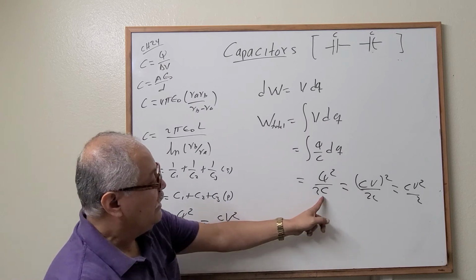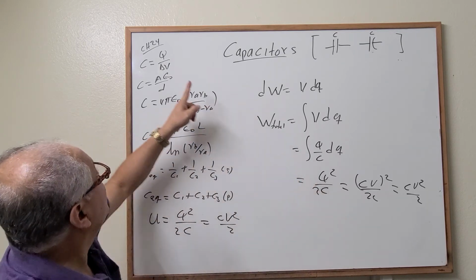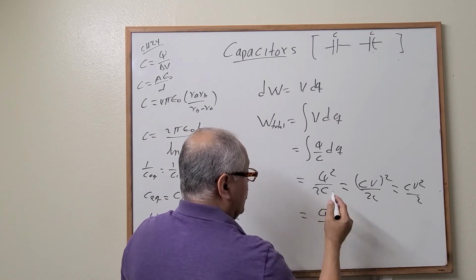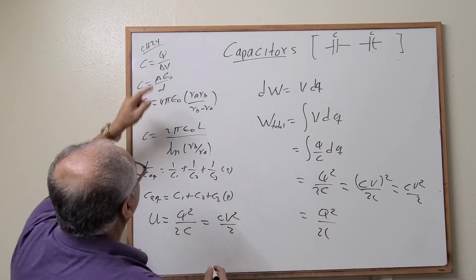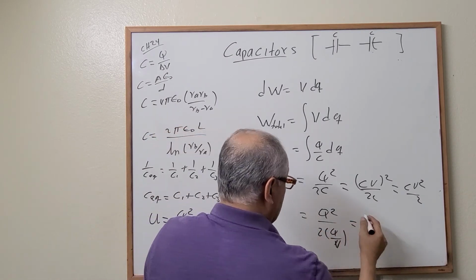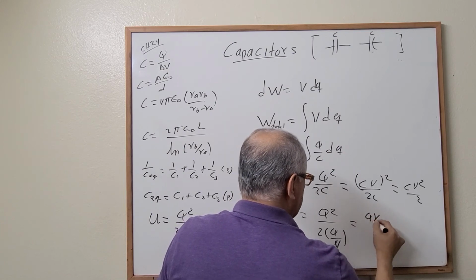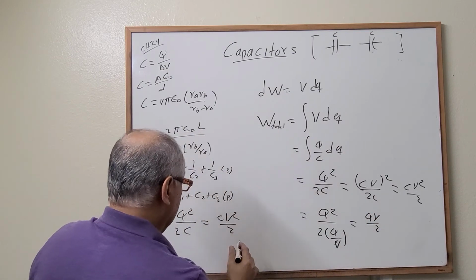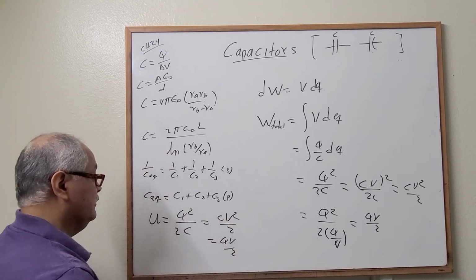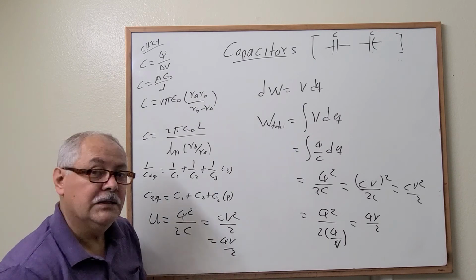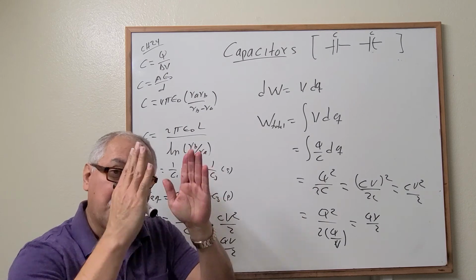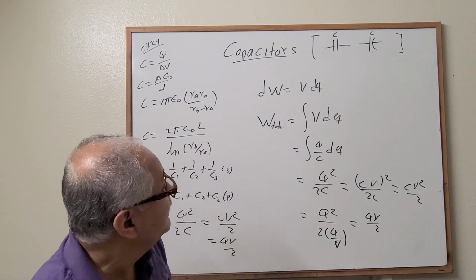Also, from this equation, we can solve for capacitance. Charge squared over 2 times capacitance, where capacitance is charge divided by voltage, equals charge times V divided by 2. So this is also equal to Q V divided by 2. These are different ways we can represent the energy stored in a parallel plate capacitor. Okay, great.